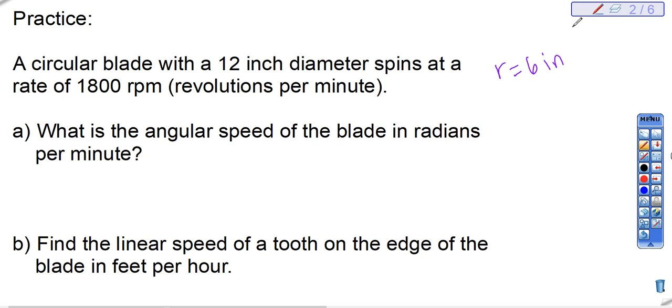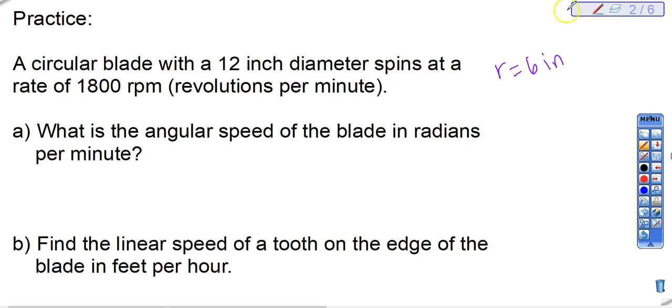Okay, so a circular blade with a 12-inch diameter spins at a rate of 1800 RPM. When you see RPM or RPS or RPH, you are being told things in revolutions. How many times does it complete a revolution? Okay. What is the angular speed of the blade? So how many degree changes per minute?